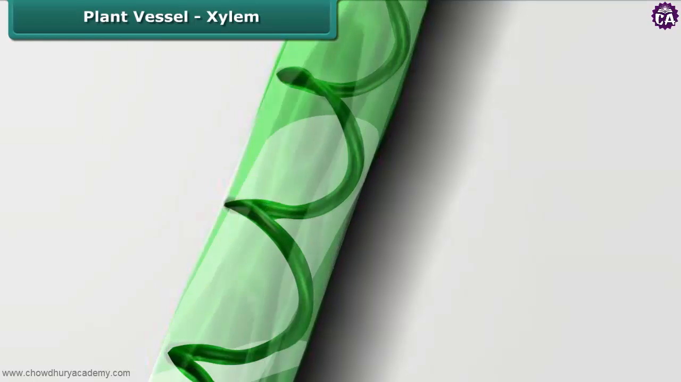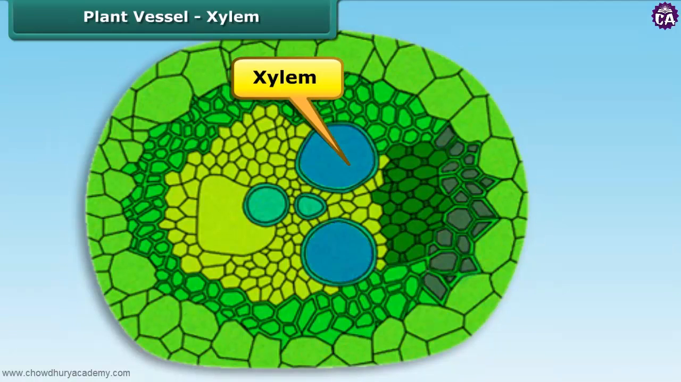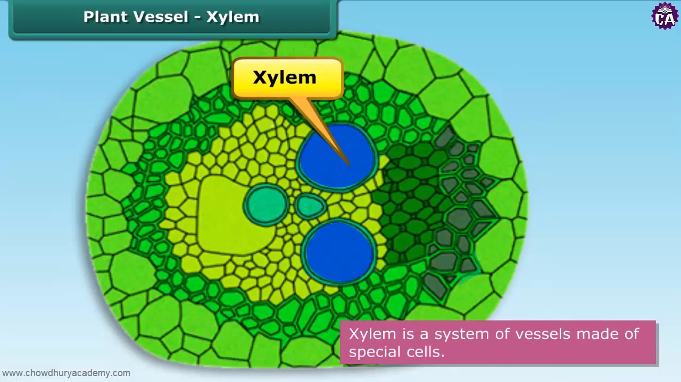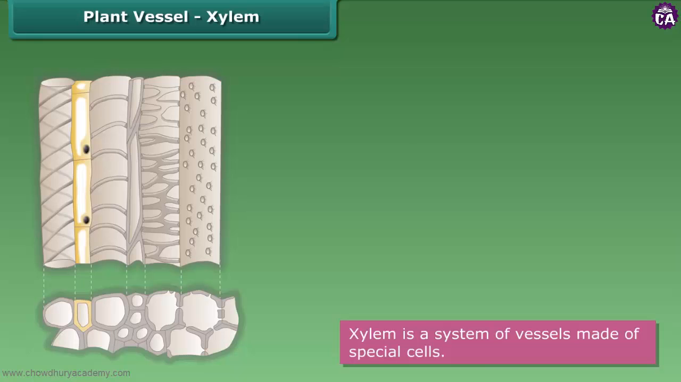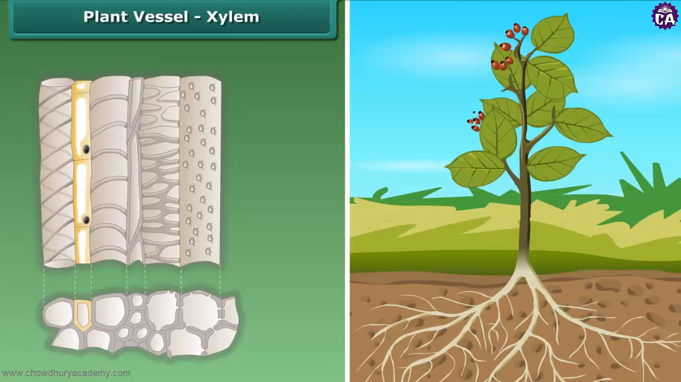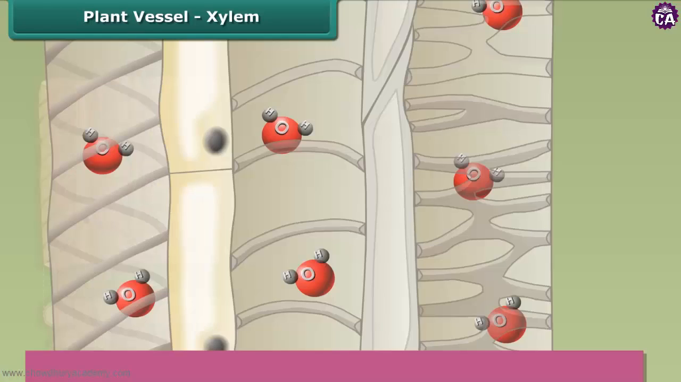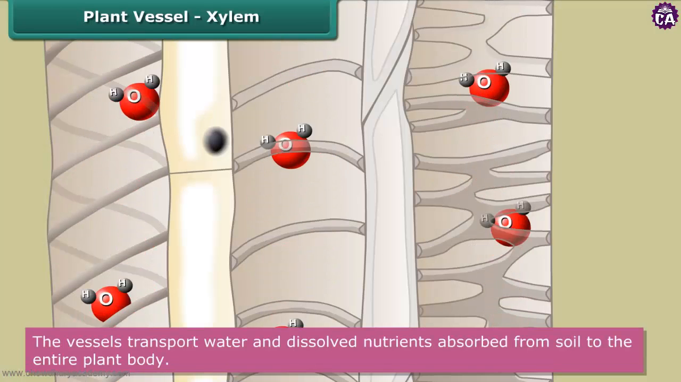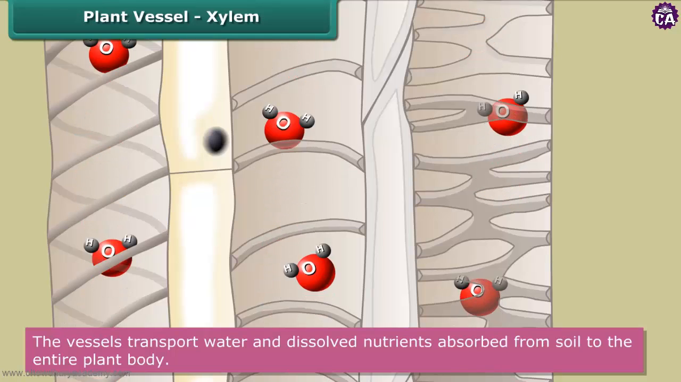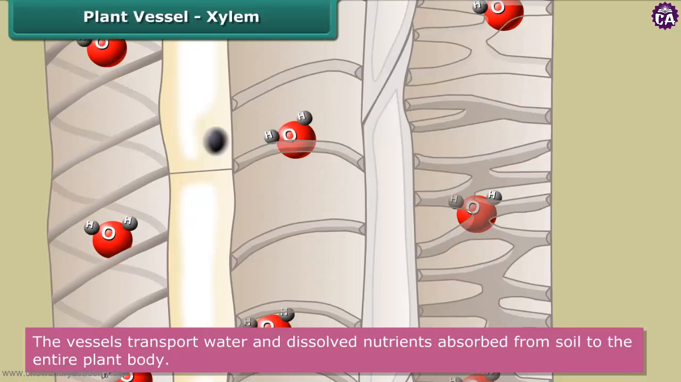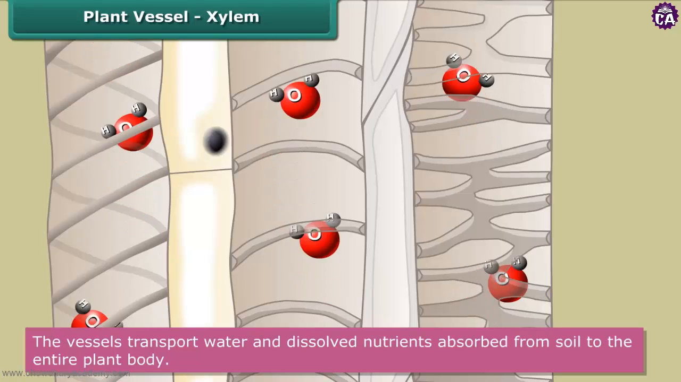A network of tube-like vessels runs through the entire body of a plant. This system of vessels is known as xylem. These vessels are made of special cells. They act as channels that connect the roots to the leaves through the stem and the branches. Xylem transports water and dissolved nutrients absorbed from soil to the different parts of the plant through this network of vessels.